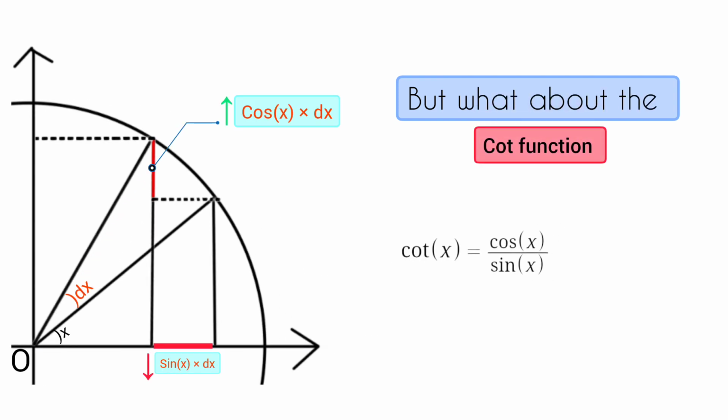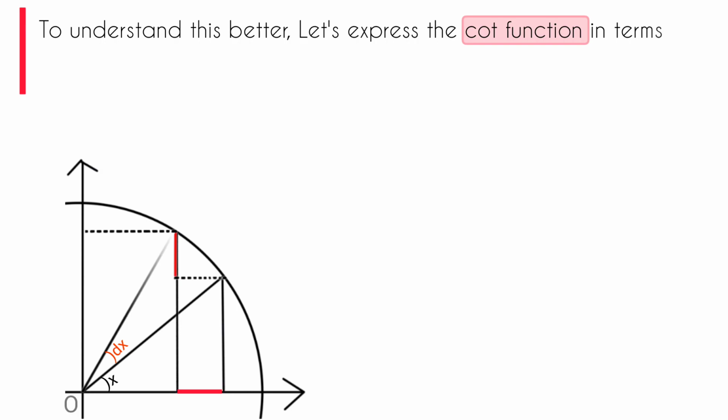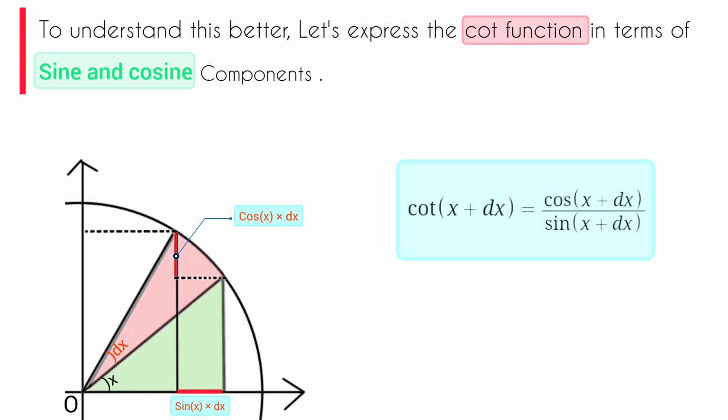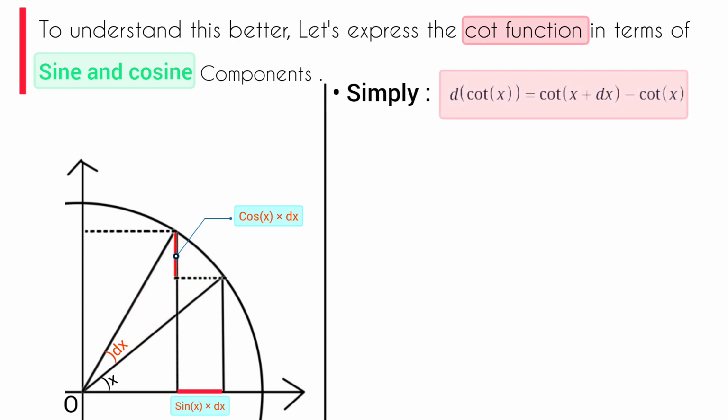The cot function is simply the ratio of the horizontal part of the line to the vertical part. So, cotangent x equals cosine x divided by sine x. Now, we can see how the change in angle, dx, affects the cot function. To understand this better, let's express the cot function in terms of sine and cosine components. We can also represent the cot function at angle x plus dx in the same way. The difference between these two expressions will give us the change in the cot function for a small change in angle dx.